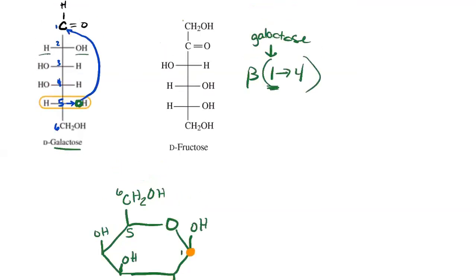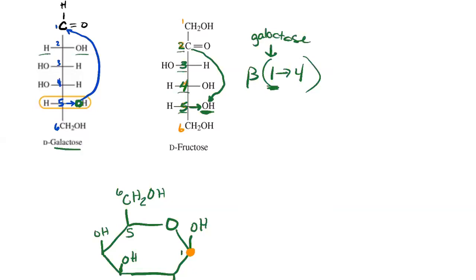Fructose is, let's count our carbons. 1, 2, 3, 4, 5, 6. Okay, so I have 6 carbons, but what's going to be in the ring? Carbon 2 is going to be in the ring because it is going to form a bond with this oxygen right here. And it'll bond with that oxygen right there. So carbon 3 will be in the ring, carbon 4, carbon 5, and then an oxygen. So I actually only have, right, 1, 2, 3, 4, 5 things going on inside of the ring.